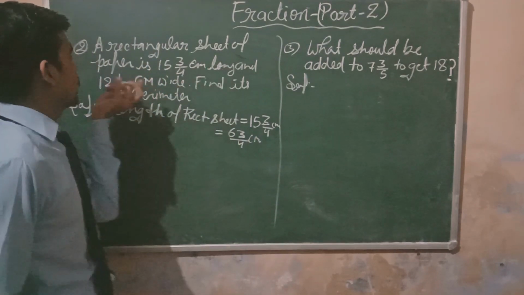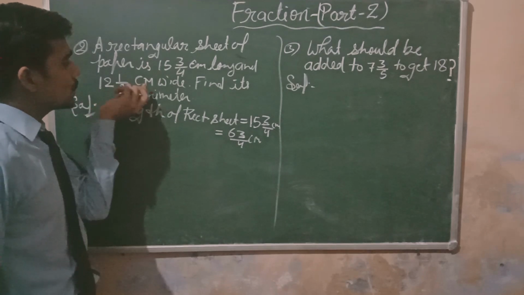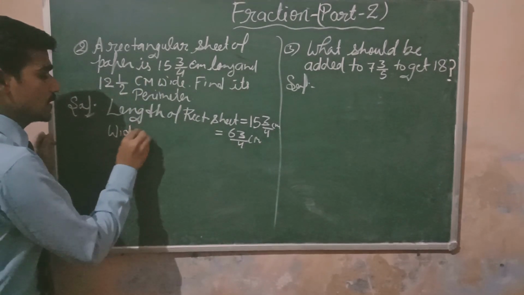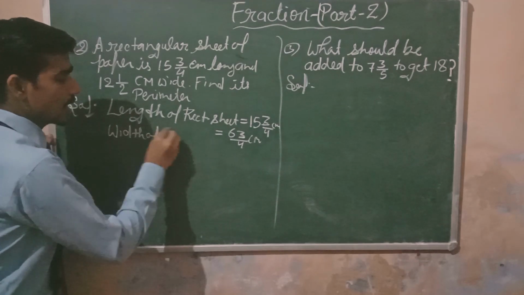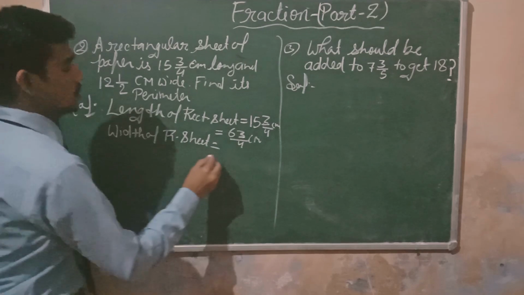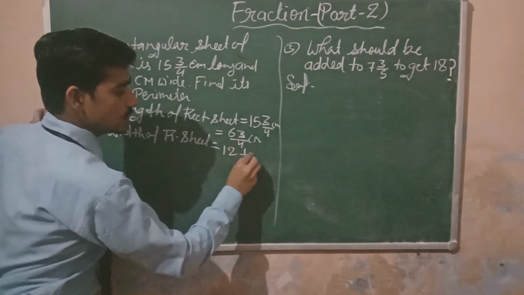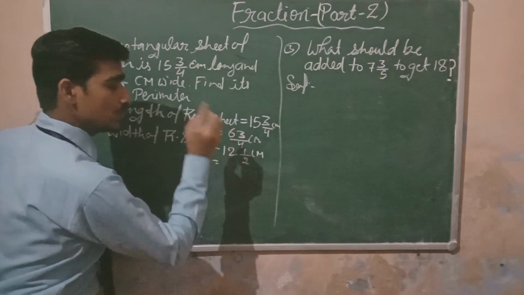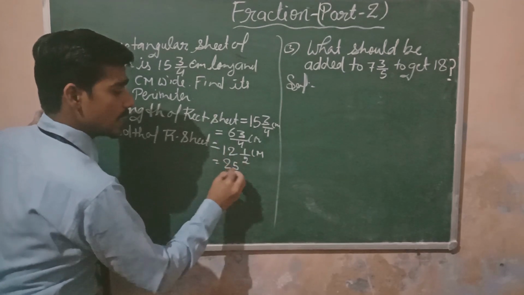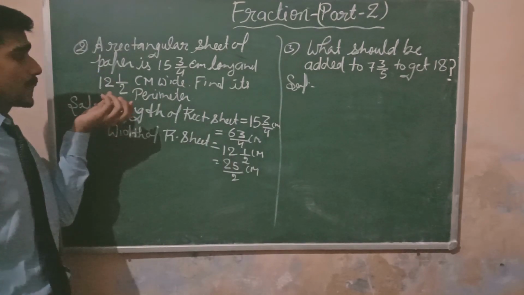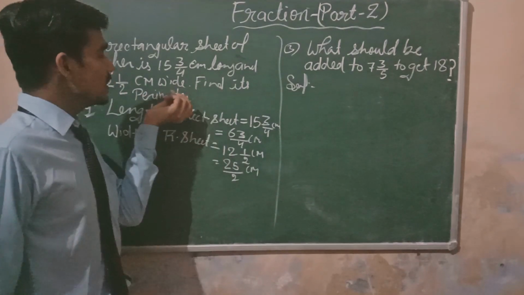And 12 into 1 by 2 centimeter wide. Clear? Width of rectangular sheet is equal to 12 into 1 by 2 centimeter. 12 twos are 24, 24 plus 1, 25 by 2 centimeter. Clear? And your question is telling to find its perimeter.